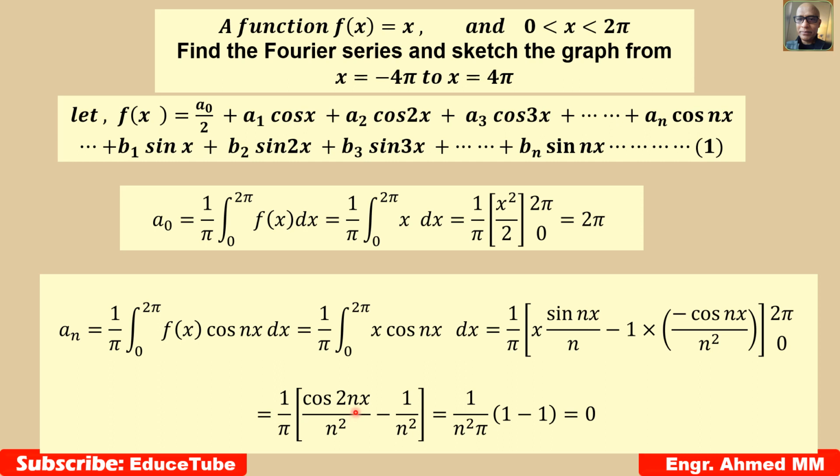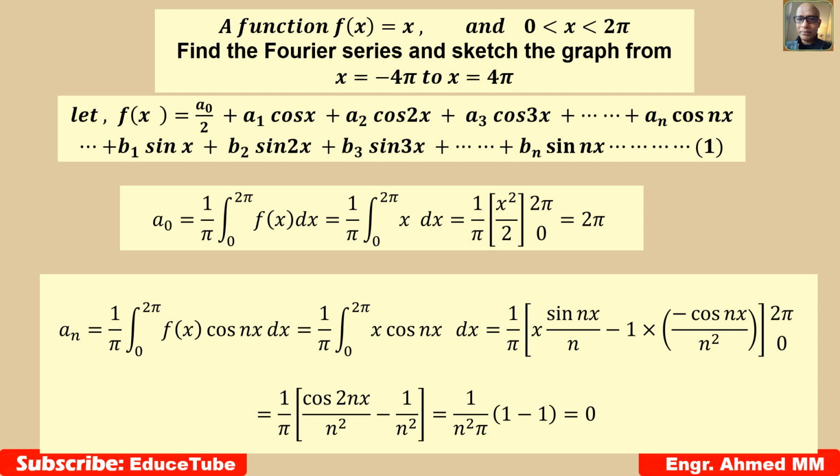So once we get this, then we put this value, 1 over n square, this is pi, then this one is 1 minus 1, equal to 0. So this a n equal to 0.